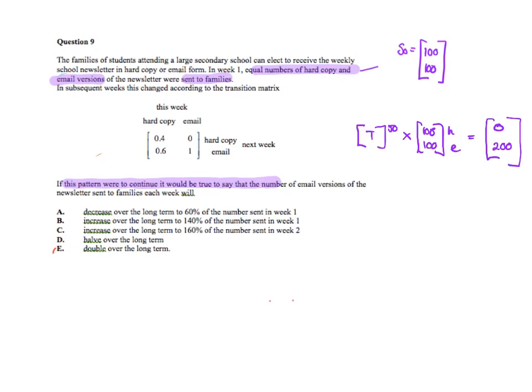So when you look at all the options, really what has happened, because this is hard copy and this is email, is that emails have doubled. So the email versions of the newsletter have doubled in the long term. You can see, because we originally started with 100, now we've got 200. So that's a good statement we can use.